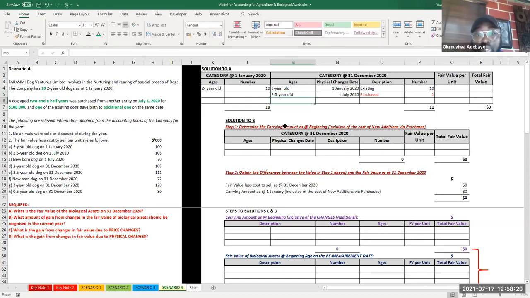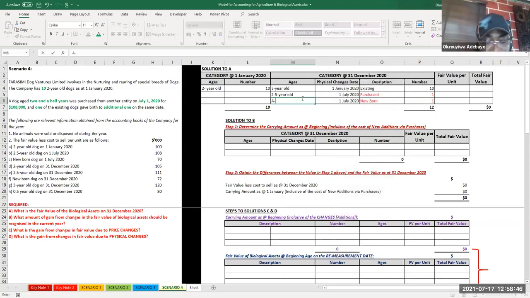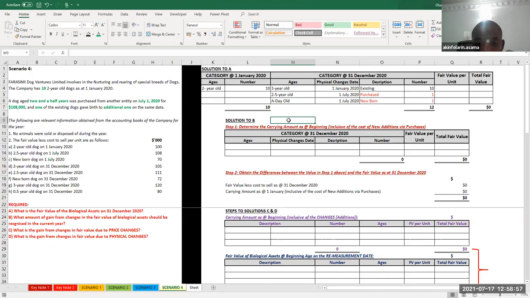Year old. Yes. Okay. And again, I had a new born also on that same date. $70,000. Now, a newborn, I'll say a day old. Yeah. Newborn. Yes. Okay, if we take cognizance of that we are at 31st December 2020 now, the purchased dog will be 3 years and the day old will be 6 months.